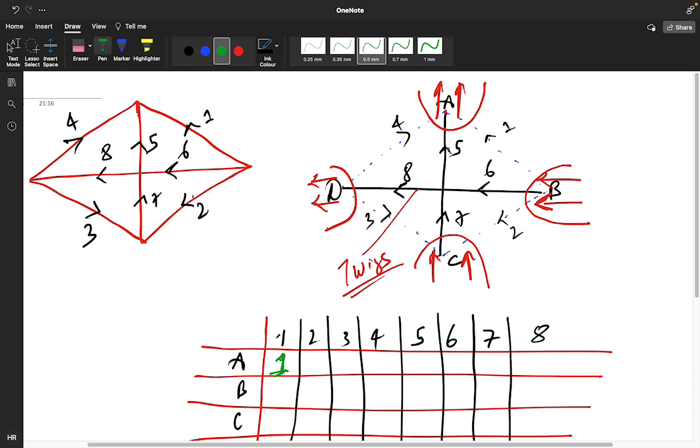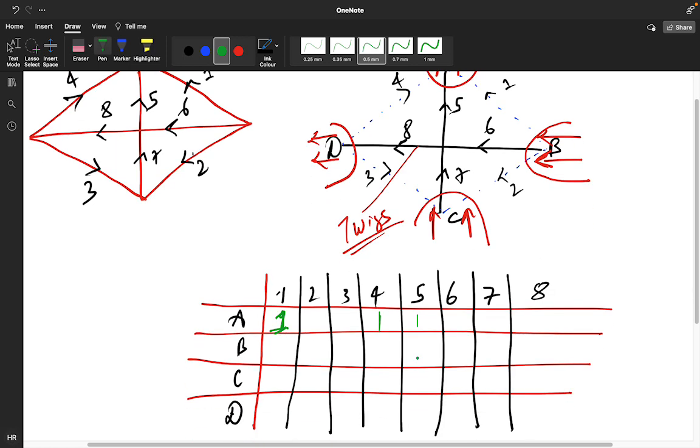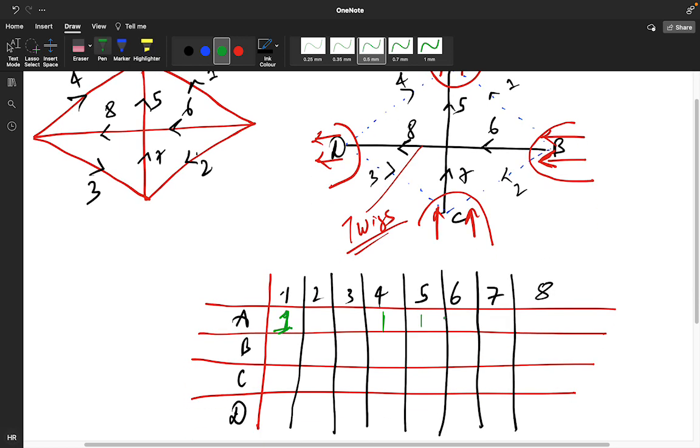So yeah, at A cut set it is entering. 2 is coming? No, 2 is not coming. 3 is coming? 3 is not coming. 4 is coming? Yes, 4 is entering. So it will be 1. What about 5? 1. And the rest, 6, 7, 8, won't be there.